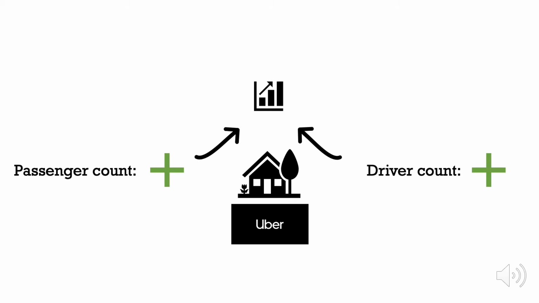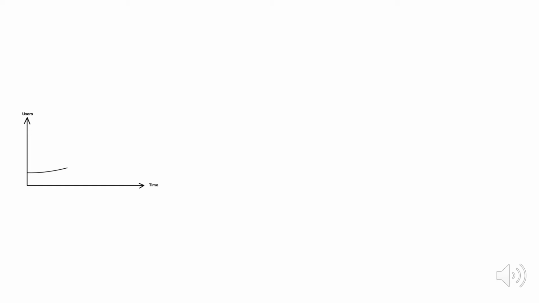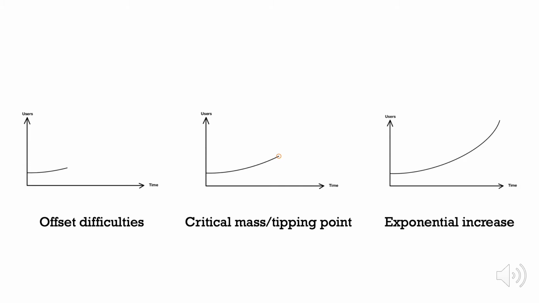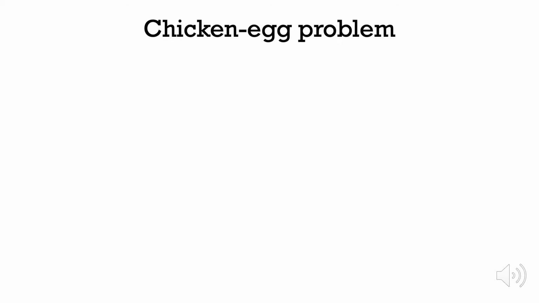Usually, the increase in participants is not linear, but suffers from offset difficulties in the beginning, but after the so-called tipping point or critical mass, the growth benefits from exponential increase. The initial growth difficulties are due to the chicken and egg problem. In this analogy, the chicken represents one side of the market, in our case the passengers, and the egg the other one, which would be our taxi drivers.